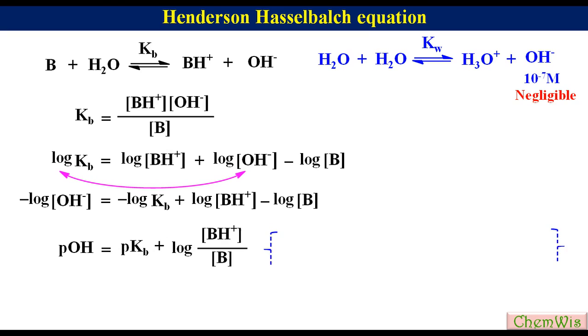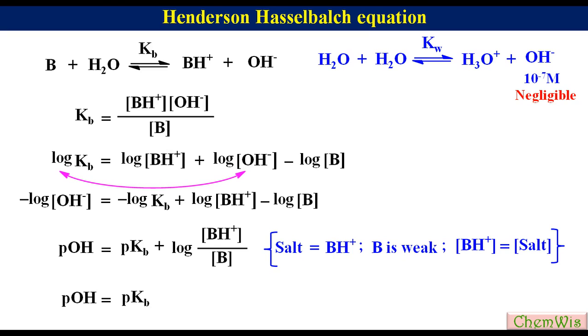Now we will make second approximation. The salt that we have taken is BH plus. B is a weak base. So whatever BH plus we have in the solution, it is only from the salt taken. So we can write concentration of BH plus is equal to concentration of salt taken. So the Henderson-Hasselbalch equation will become pOH is equal to pKb plus log molar concentration of salt upon molar concentration of base.